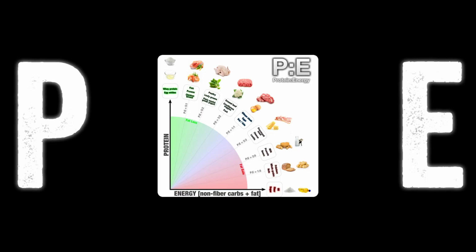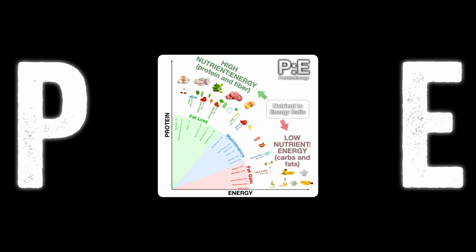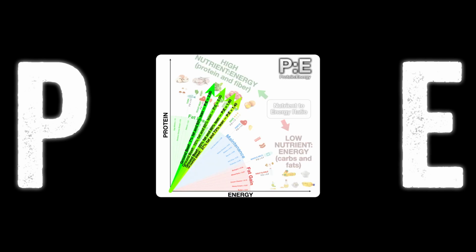I have devised a method of graphing out various foods with a protein to energy ratio, protein on the y-axis and energy on the x-axis. And when you do this, some very interesting things pop up. First of all, ground beef, for example. This is ground beef at various protein percentages and fat percentages. And these are all excellent foods.